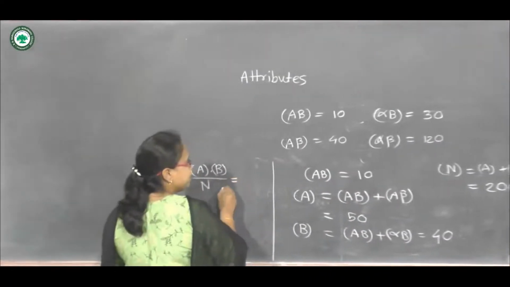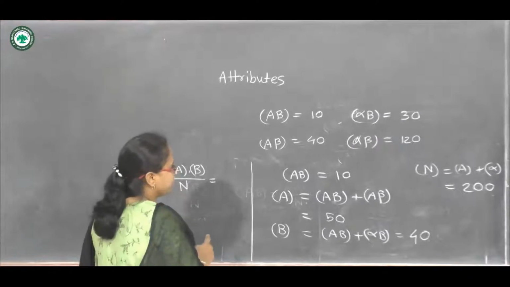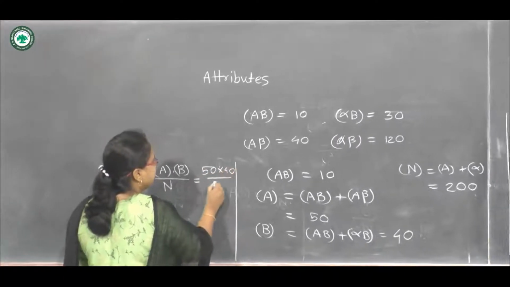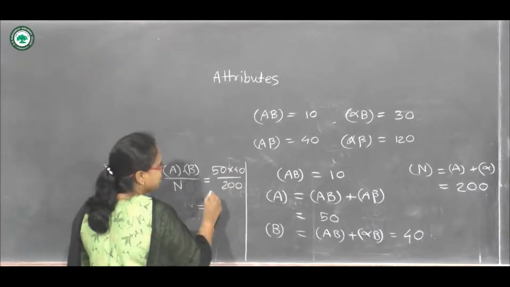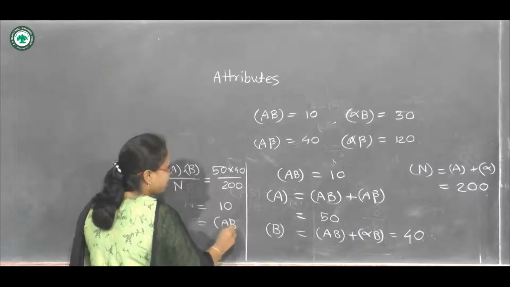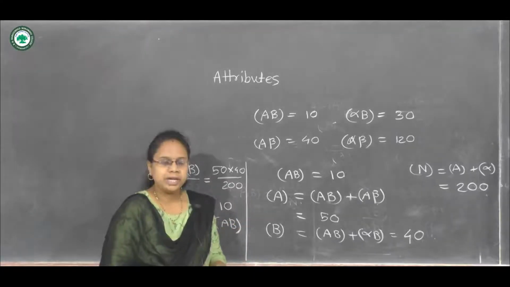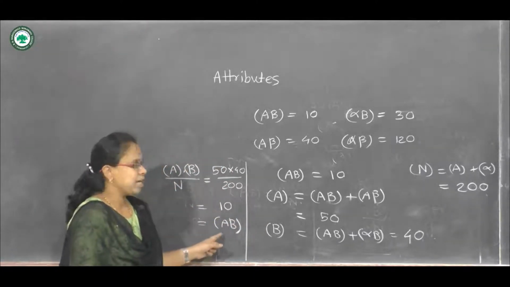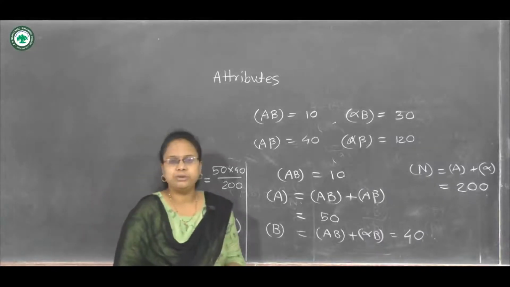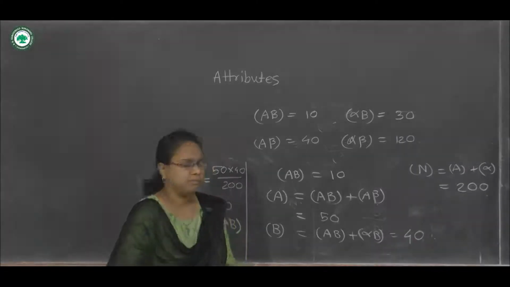Let us substitute the values here. A and B, so 50 into 40 divided by 200. If we solve this, we get 10, which is the frequency of AB. So from the given data we can see that the attributes A and B are said to be independent.